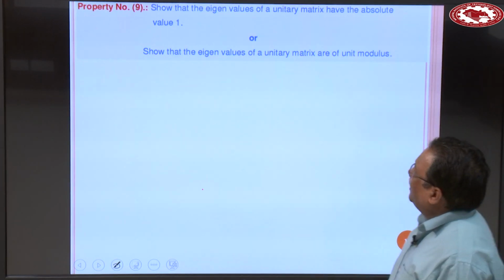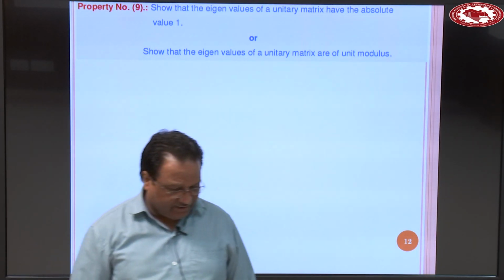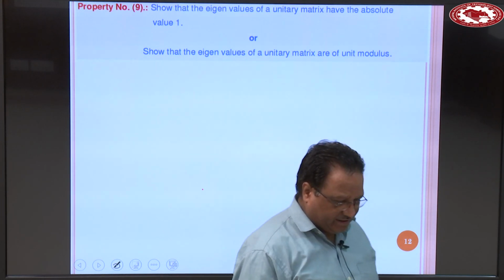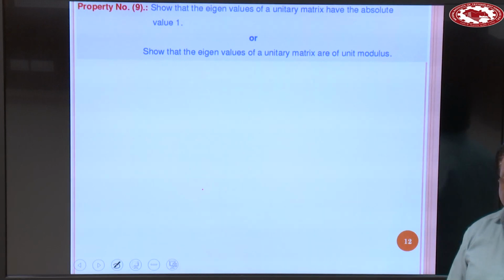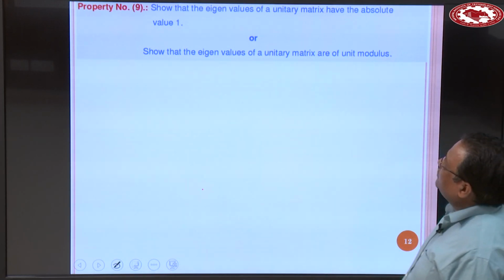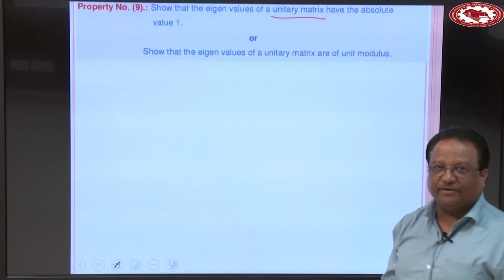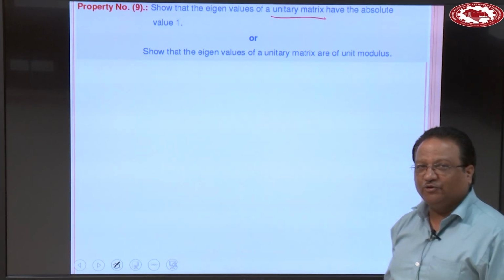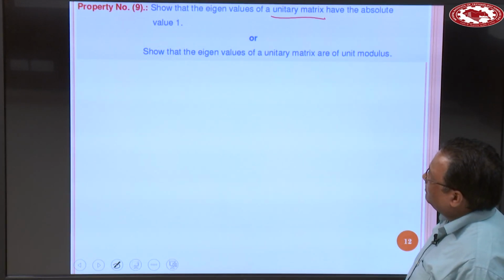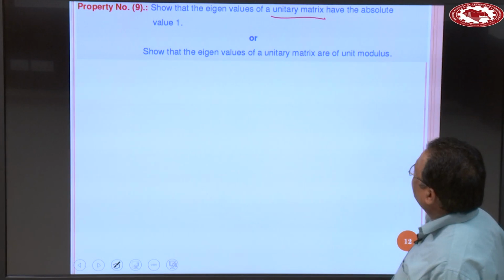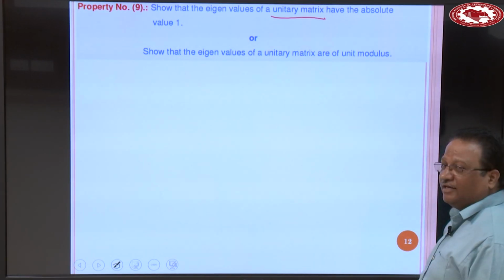So the next property is slightly difficult, okay, but very, very important. Show that eigenvalues of a unitary matrix have absolute value 1. Or in other words, we can ask this problem this way: show that the eigenvalues of a unitary matrix are of unit modulus.